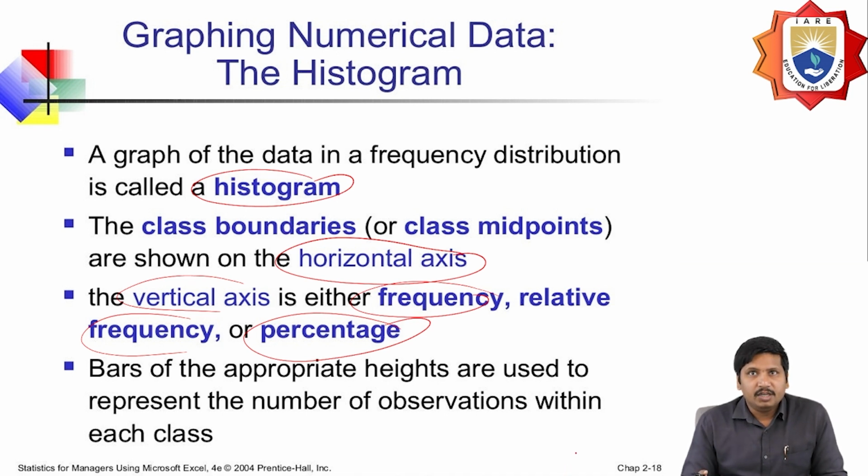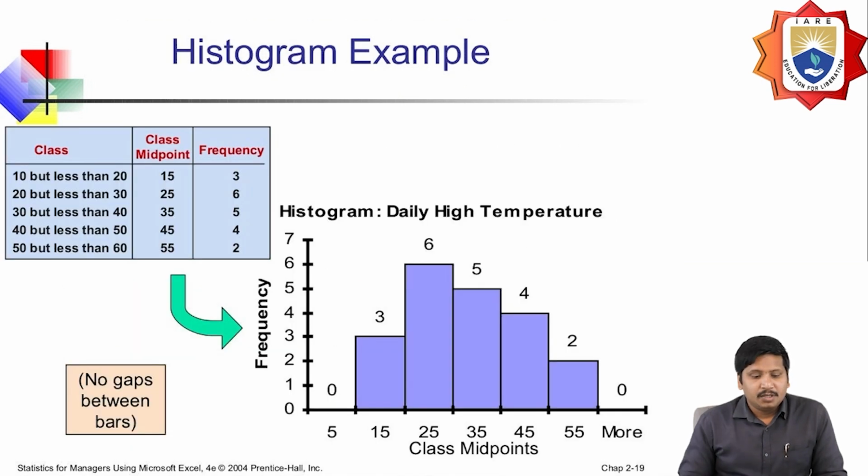The graph of the data in the frequency distribution is called a histogram, and the class boundaries or class midpoints are shown on the horizontal axis, and the vertical axis has the frequency, relative frequency or percentage. Bars of appropriate height are used to represent the number of observations in each class. So we'll see how to construct the histogram.